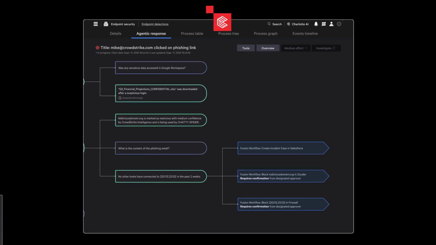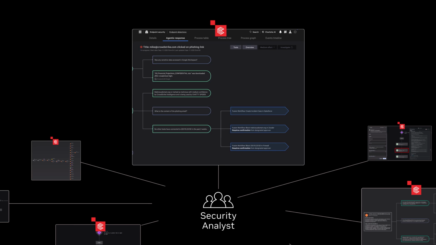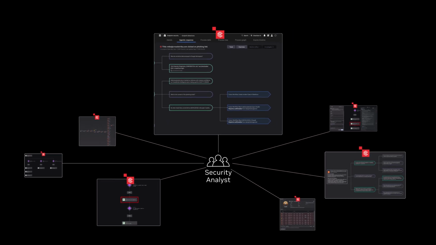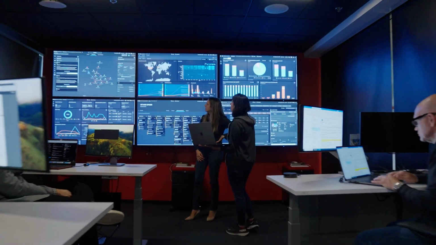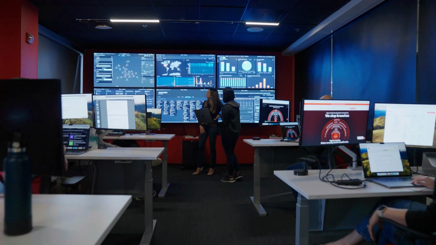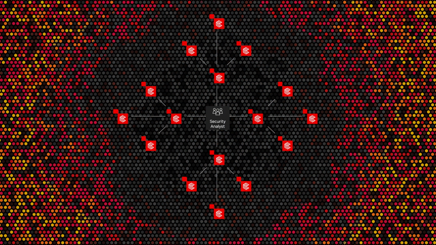Together, NVIDIA and CrowdStrike turn defense operations into a collaboration, from the cloud to the data center to the edge. Security analysts now lead teams of specialized AI agents. When threats attack at machine speed, AI is the only way to defend at scale.